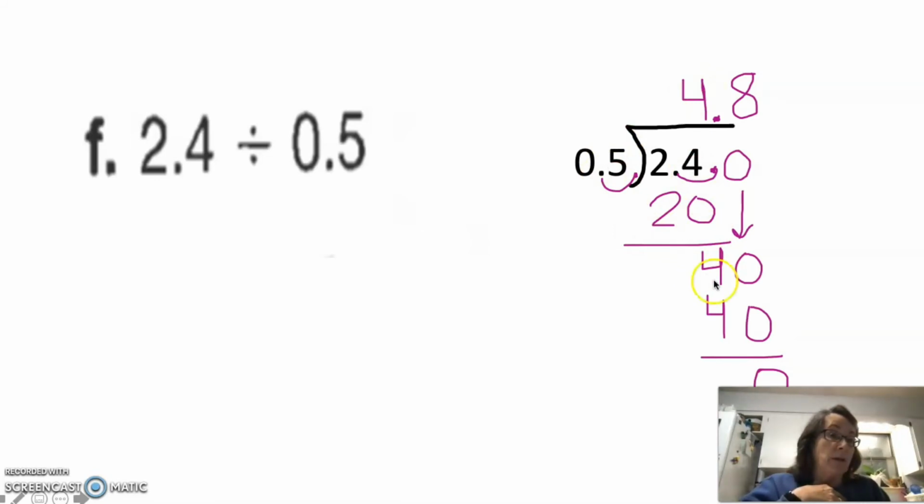Subtract to get the 4, bring down a 0. Remember, we can add as many zeros after the decimal as we need to. 5 into 40 goes 8. 8 times 5 is 40 with a 0 remainder. So since our final decimal wound up here, we put it right above there in the quotient.